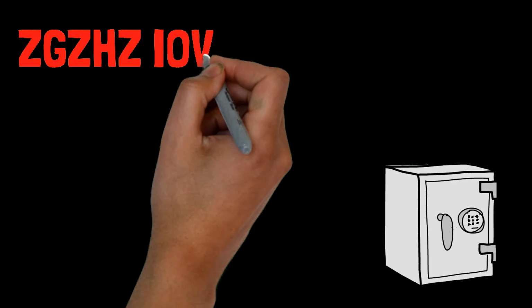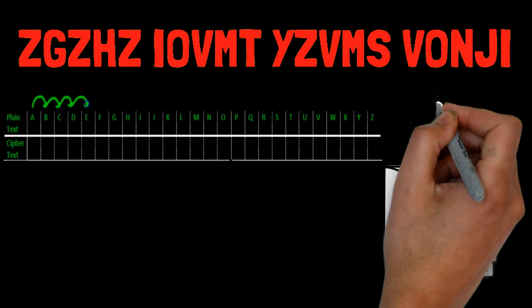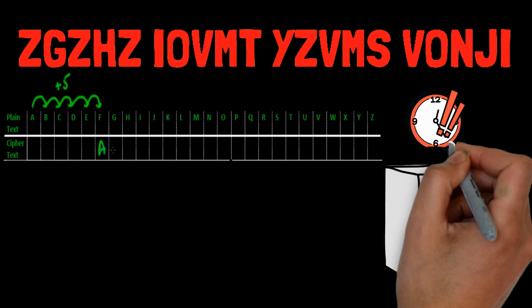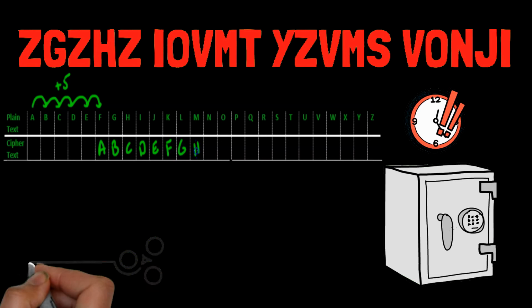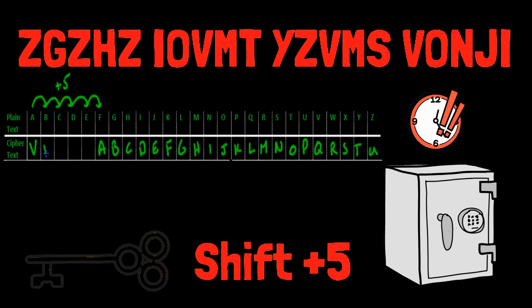Let's try another. Try and solve this one on your own. It would be very challenging without knowing the key, so I'll tell you that. It's a shift +5 key. Start by moving the A over 5 characters to F. Pause the video before seeing the answer.